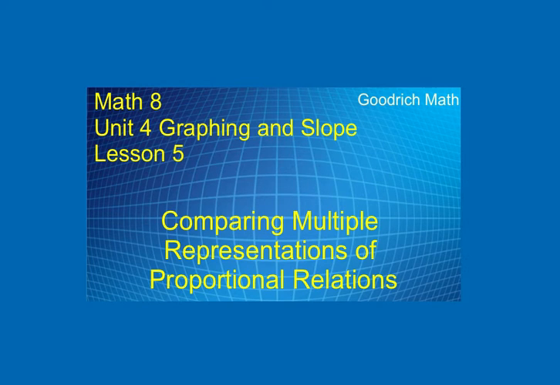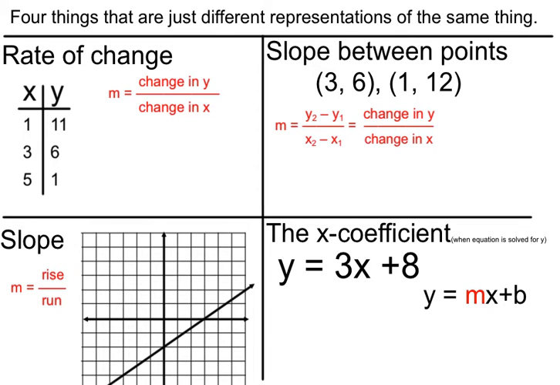Math 8, Unit 4, Lesson 5, Comparing Multiple Representations of Proportional Relations. Okay, remember there's four important things about being able to find slope, and we're going to be comparing these, so you have to find the slope first, then you can compare it. In this lesson, we'll be doing a few proportional reasoning problems, and then do some comparisons.